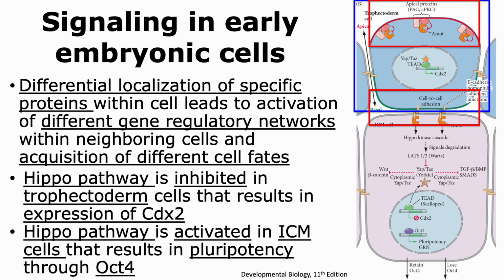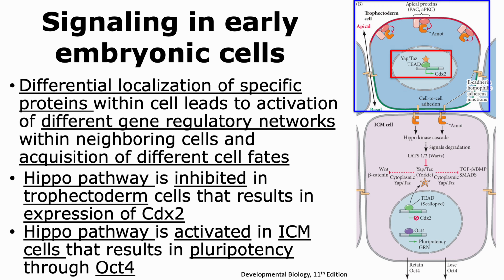Now let's look at what happened. Because of the interaction of AMOT with the apical proteins and not with E-cadherin, the Hippo kinase pathway does not get activated. Since the Hippo pathway is inhibited, YAP/TAZ is able to bind and promote the transcription of genes, which in this case is CDX2. The CDX2 gene is able to provide the signals for the cell to remain as a trophectoderm cell.